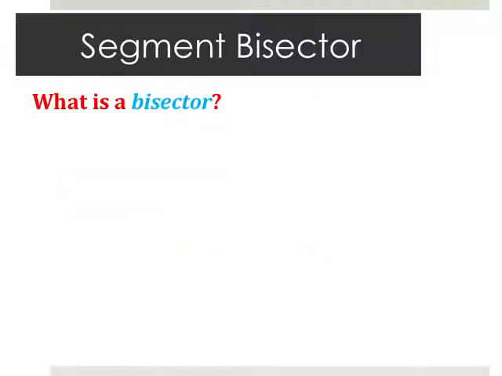What's a bisector? What does bi mean? 2. What does sect mean? Part? No. Portion? Close enough. And to cut. To break into 2 pieces. So a bisector is something that divides something in half.